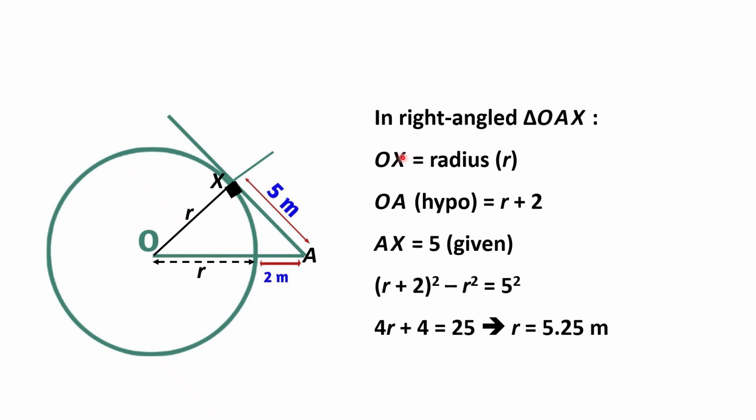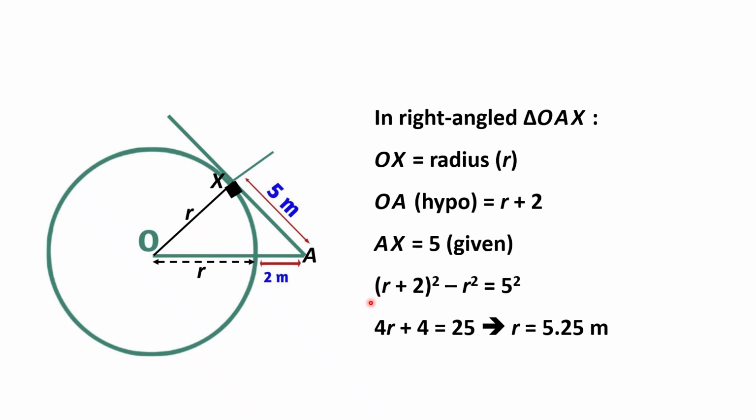So in this right angle triangle, OX is a radius and OA, which is opposite to the right angle, that means the hypotenuse, is the radius plus the extended part 2 meters, that is R plus 2. So the hypotenuse of the right angle triangle is R plus 2, and OX is the radius R. AX is 5 meters, given in the question.